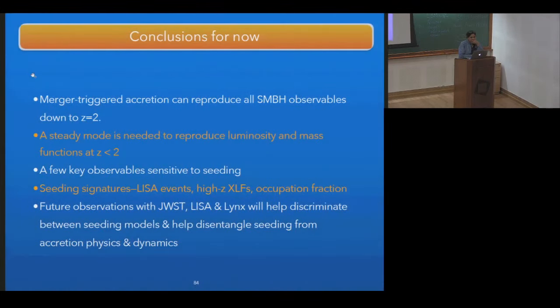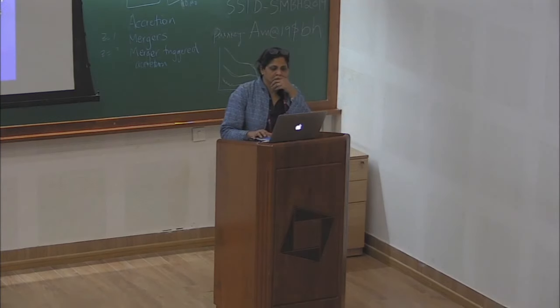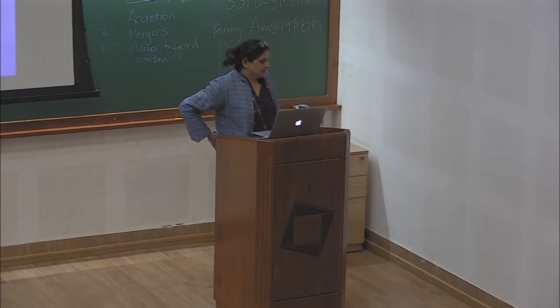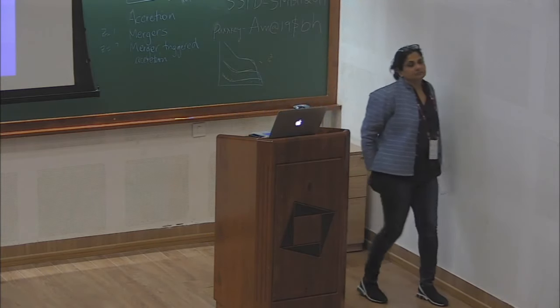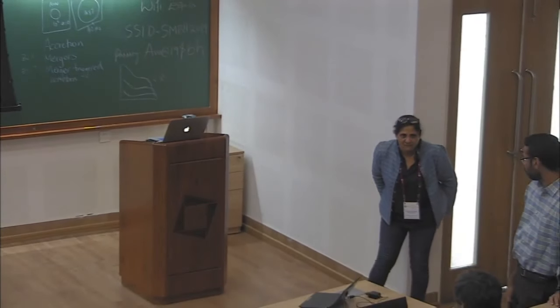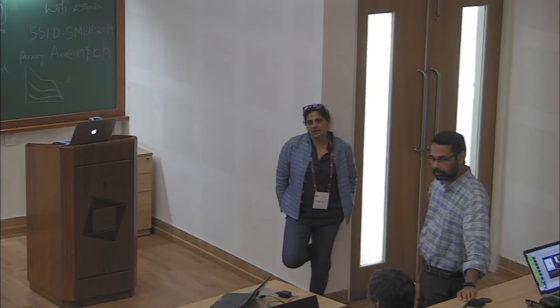I understand the impact of seeding, as you nicely explained. What about the impact of feedback? The M-sigma relation is attributed, to a large part, to the feedback. So both should play an important role, right? Yeah. So it turns out, at least in your explanation, that you seem to think that.